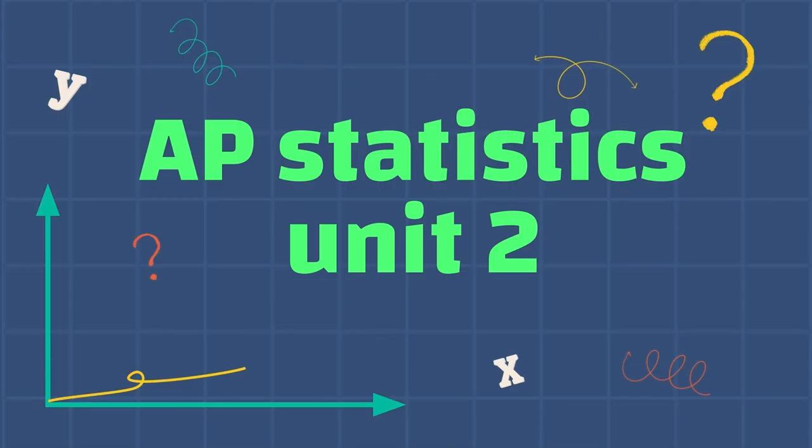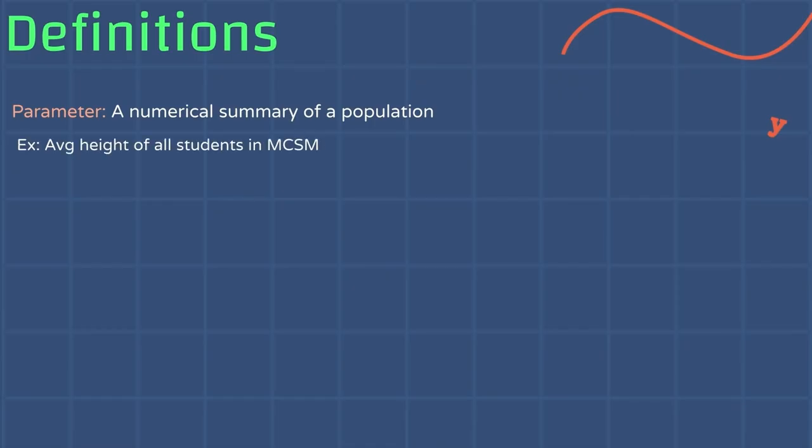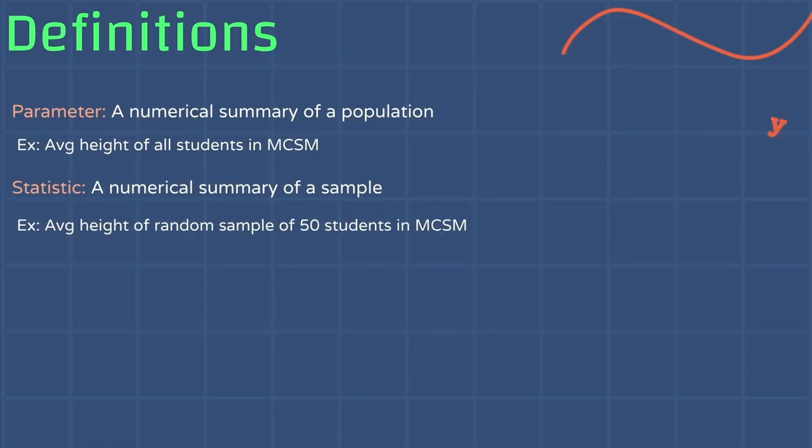So first off, some definitions. Parameter: it's a numerical summary of a population. An example is the height of all MCSM students. A statistic is a numerical summary of a sample. An example is the average height of a random sample of 50 students from MCSM.